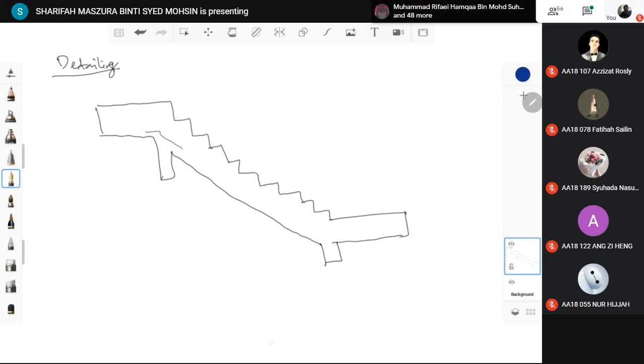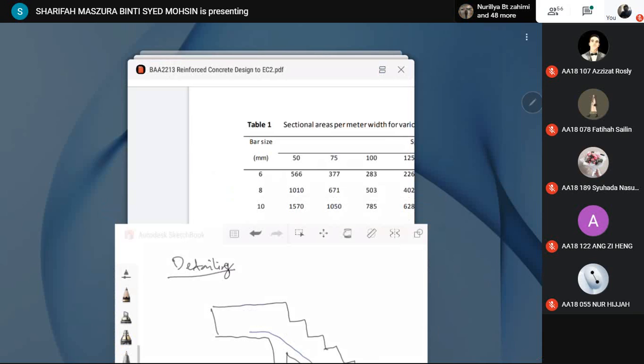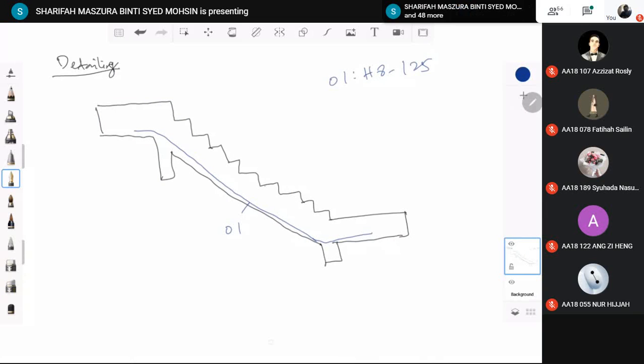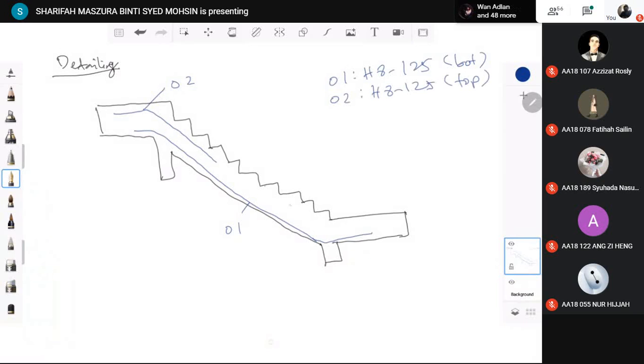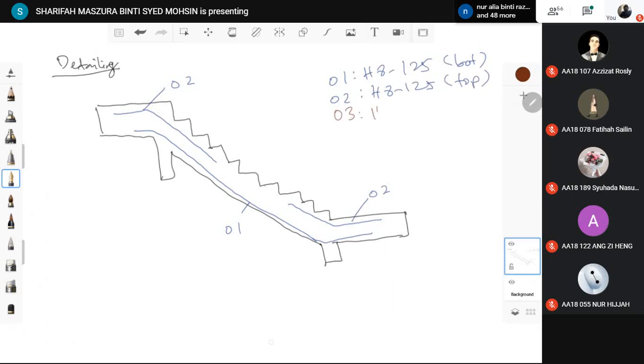First draw at the midspan. One is 815. And then 2. Then we draw the secondary bar.